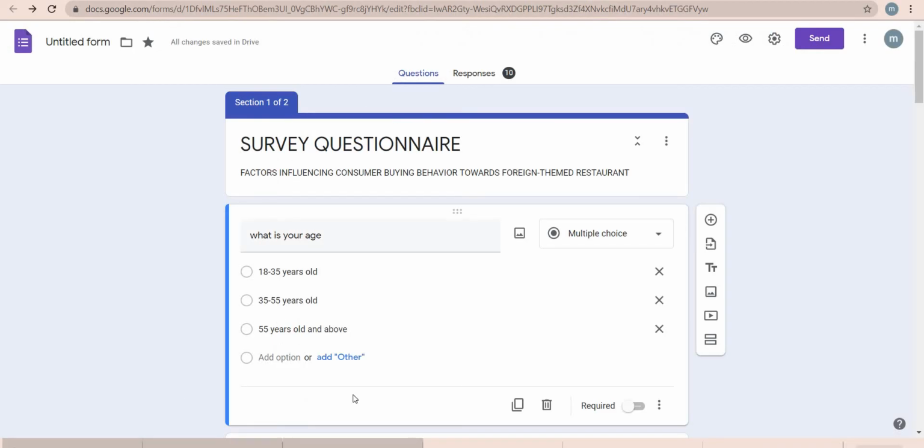Okay, andito na ulit tayo sa ating Google Form. So, since mali ito, babaguhin lang natin siya, edit natin. Yan, edit. So, age 18 to 22.